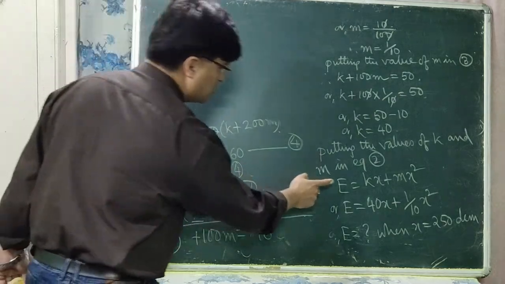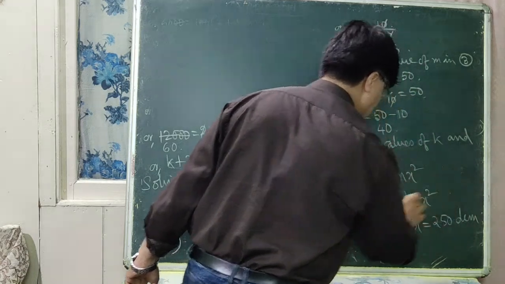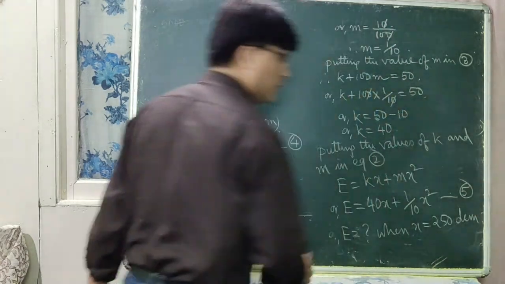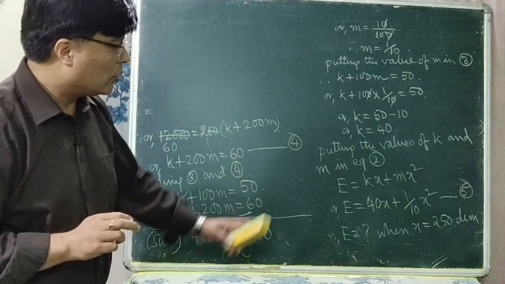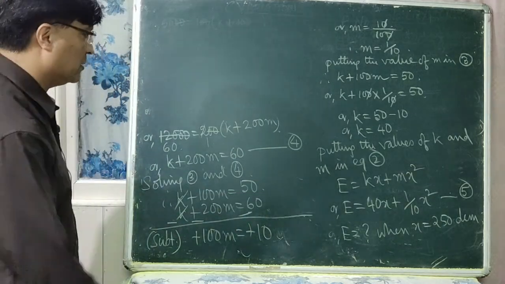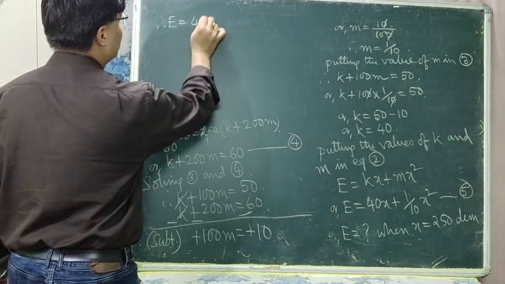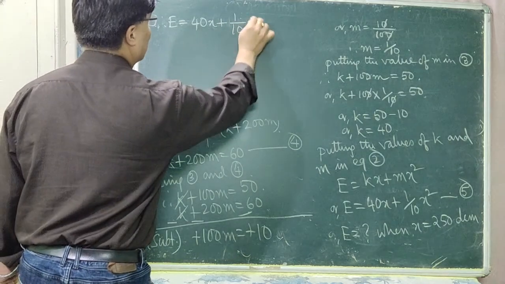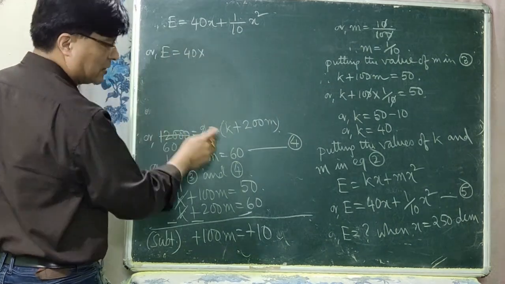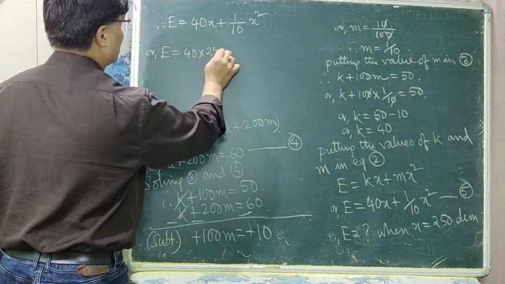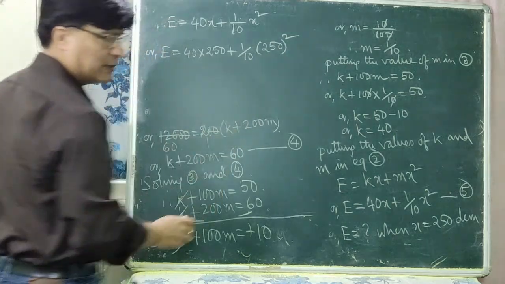So now, let us use this relation. Suppose this relation is number 5. Not this one. This one, okay? So this is number 5. This number 5 is a very important relation in order to get the value for E when X is equal to 250 decimeter, right? So therefore, from 5, we have E is equal to 40X plus 1 by 10 X square. Okay, so E is equal to 40 into, what is X in this case? 250. This is 250 plus 1 by 10 into 250 whole square, right?